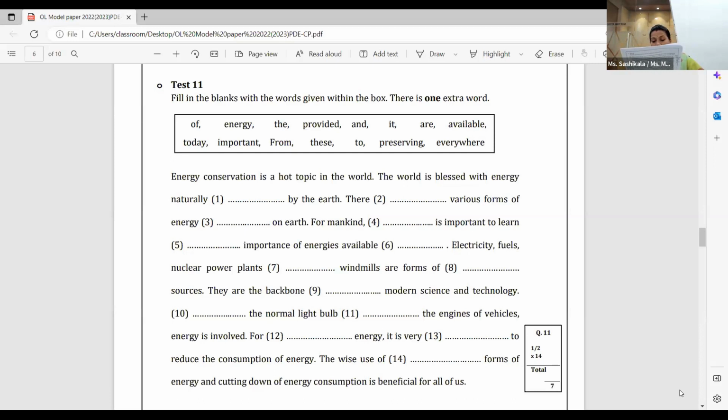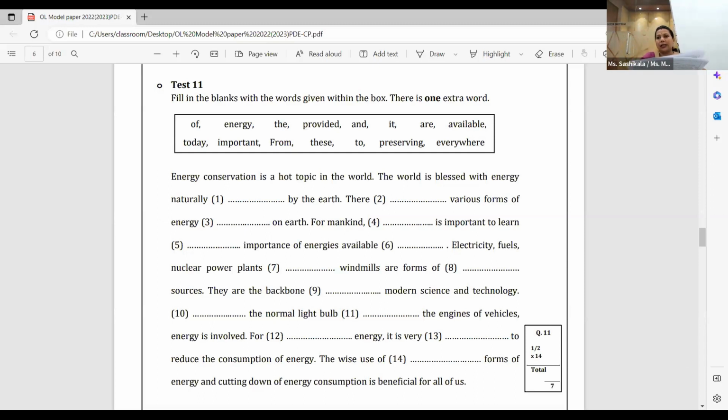So for each answer you'll be given half a mark, and there are 14, so you'll be getting 7 marks for this. So try to understand the word class and the grammar item, whether it's an adjective. When you write the answer, check and see whether you have actually put an adjective in front of a noun, if a noun is given, or if a word is given, whether you have added the adverb.